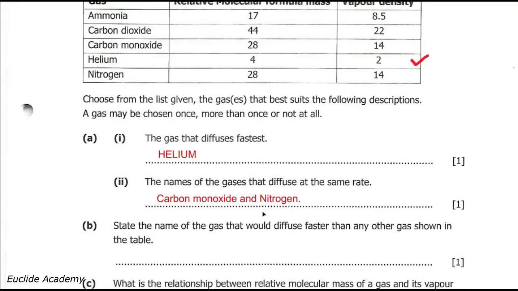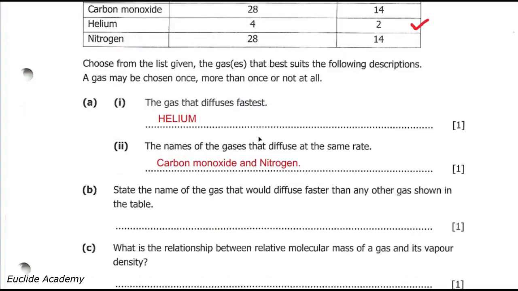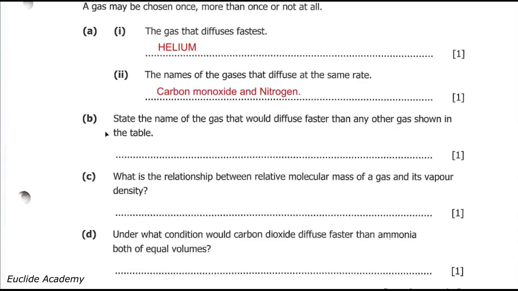We have carbon dioxide, carbon monoxide, and nitrogen. So definitely it's carbon monoxide. I must have said carbon dioxide. So it's carbon monoxide and nitrogen. Carbon monoxide is 28, nitrogen is 28. So avoid such mistakes in the exam.